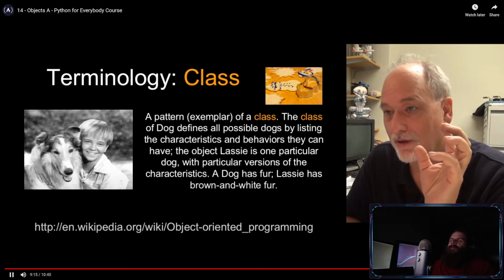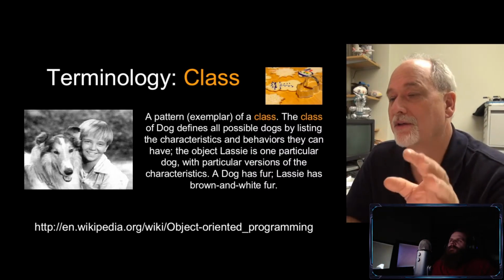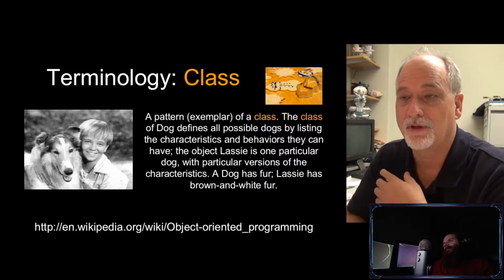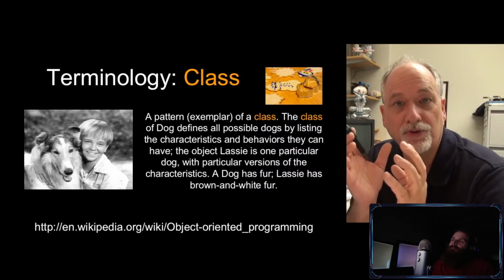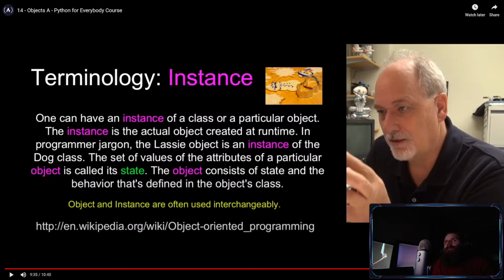So dog is sort of the exemplar. Lassie is a particular dog, and so dog has fur, and dog barks, and dogs do all these things, and so we know something about dogs, but it doesn't mean we have a dog, right? The class is a more abstract concept that when it's time to get a dog, we know certain things about dogs. Instances. Terminology, instance. One can have an instance of a class or a particular object. The instance is the actual object created at runtime. In programmer jargon, the Lassie object is an instance of the Dog class.